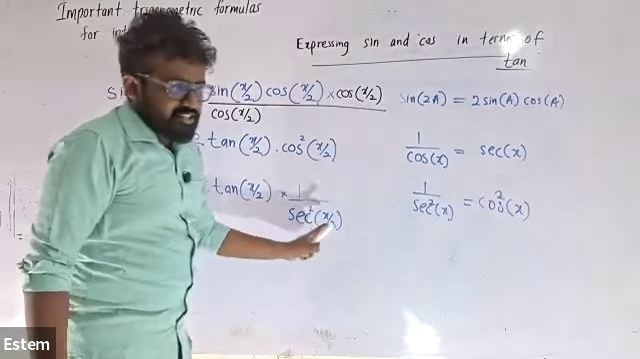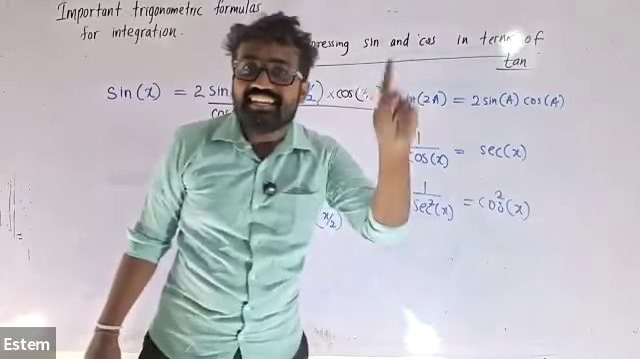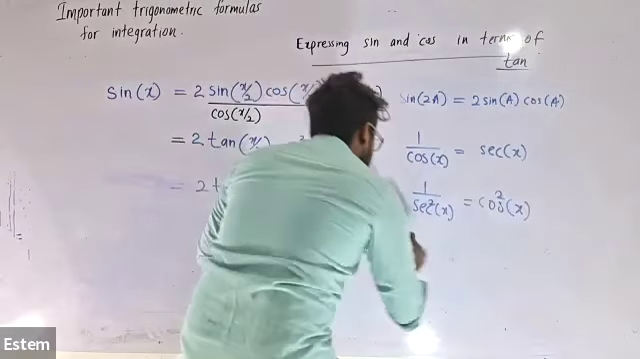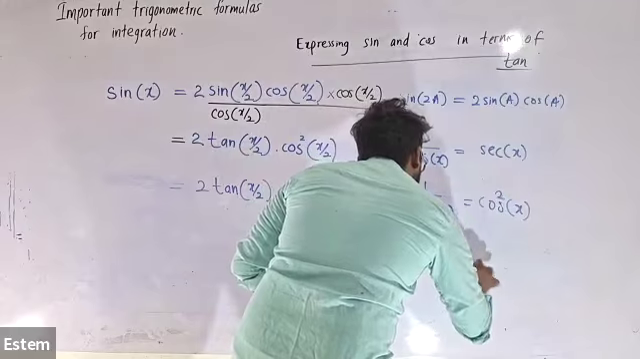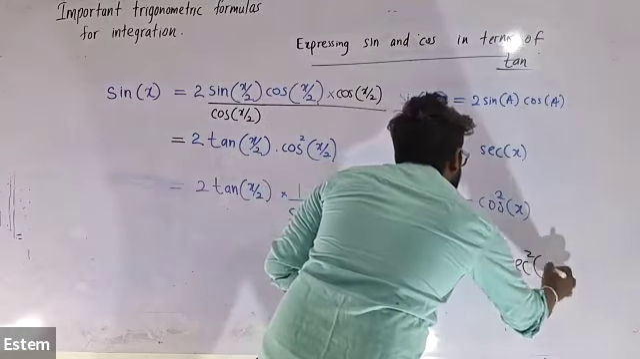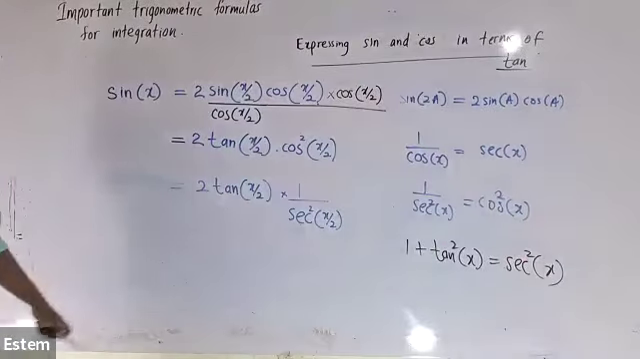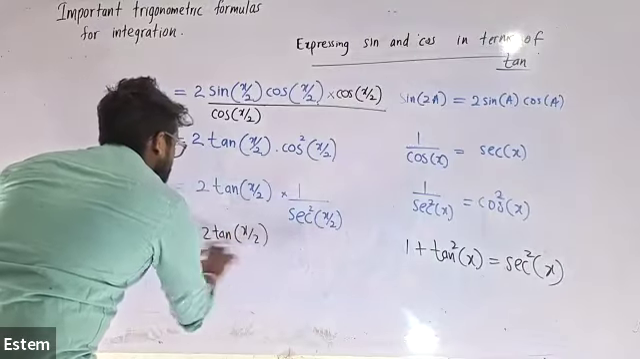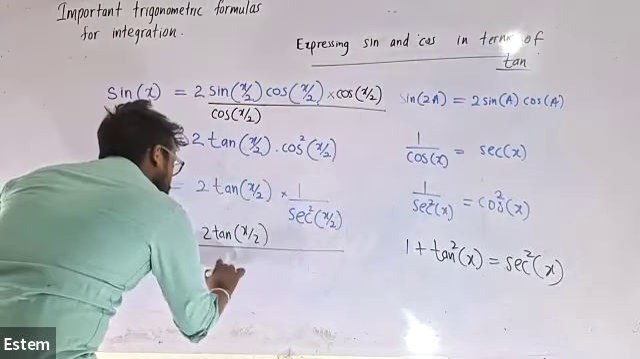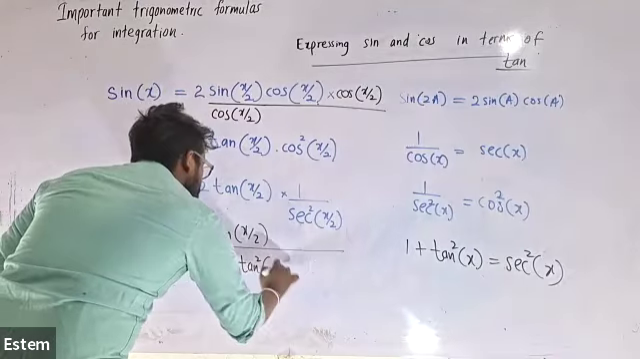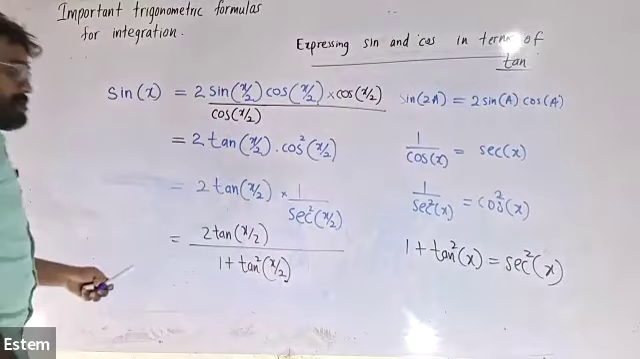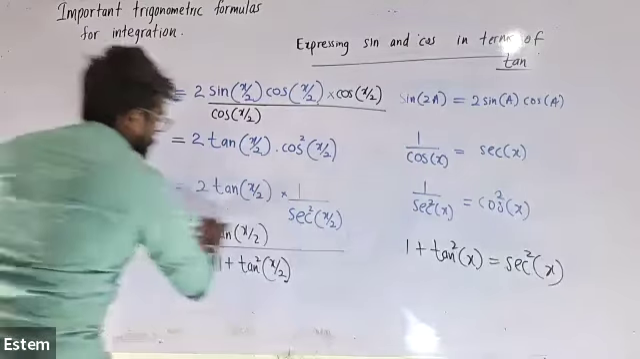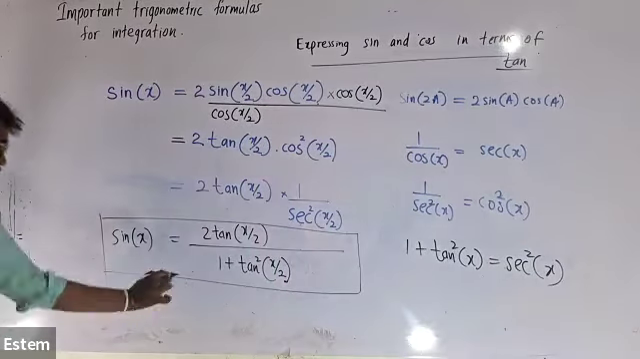it's not tan. But in the Pythagorean identities, I taught you 3 formulas. The one is this: 1 plus tan squared x is sec squared x. Then I can replace these things. Tan x over 2 is the same. Sec squared x over 2 can be replaced by 1 plus tan squared x over 2. So this is the expression of sin x in terms of tan.